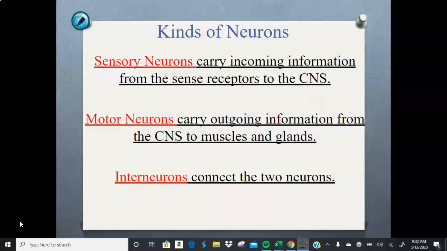So those are the three different kinds that we have. The sensory neuron, the motor neurons, and the interneurons. So again, sensory is carrying incoming information from the sensory receptors. Motor neurons carry outgoing information from the central nervous system to your muscles and your glands. And the interneurons, well, they're what connect the two other kinds of neurons.